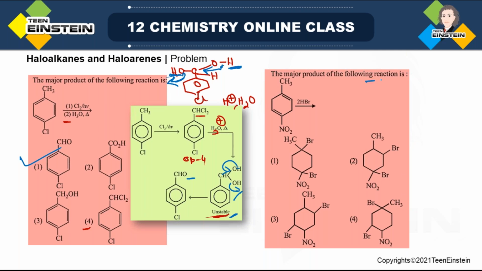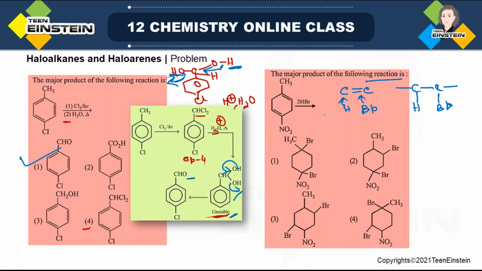The major product of the following reaction. Now this is not an aromatic ring because we have only 2 double bonds and no resonance is possible because they are not adjacent to each other. Fine. So this molecule contains 2 C=C double bonds and you are using HBr as reagent. So this is nothing but addition of H and Br to the C=C double bond, and finally you will be getting this type of addition product. So 2 HBr you are using because there are 2 C=C.